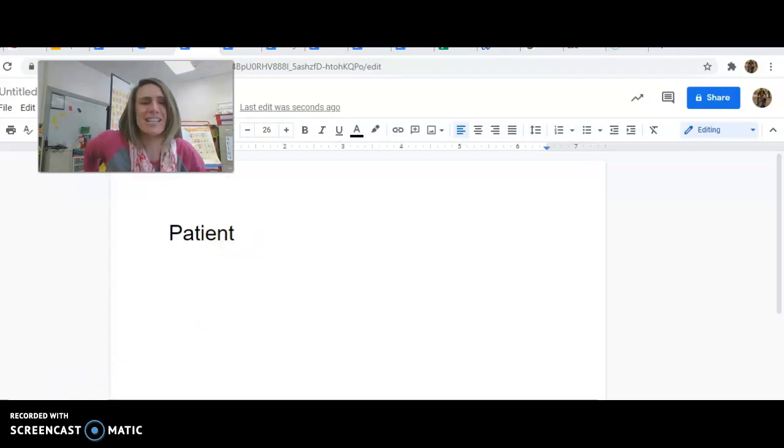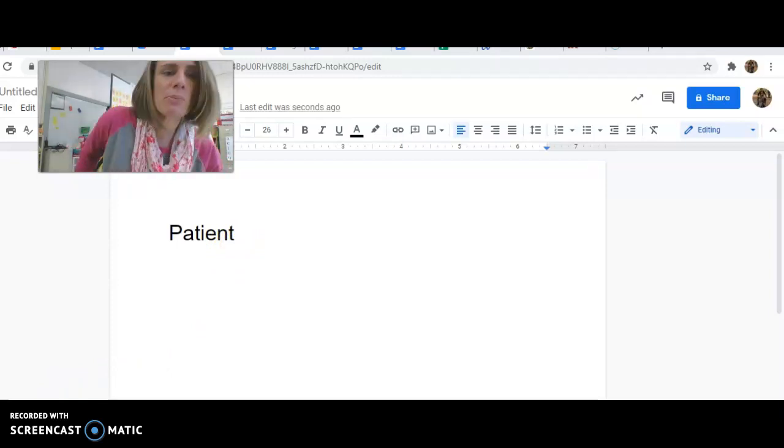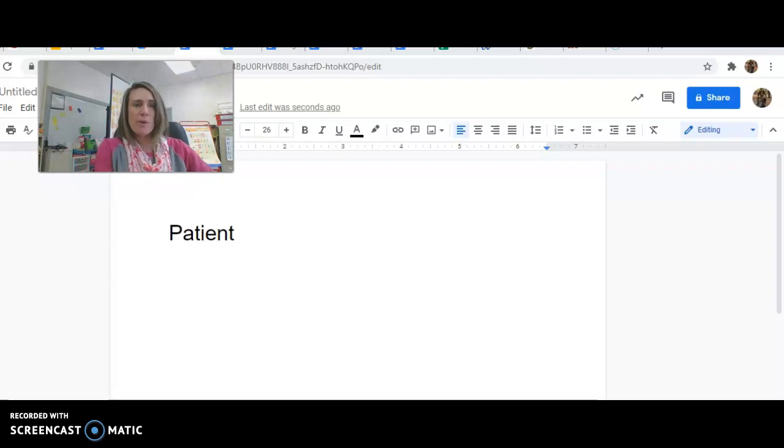Patient is an interesting word because it has multiple meanings. What do you know about the word patient? Yes, it could be that you are a patient in a hospital. What else could it be? Yeah, it could mean that you need to be patient and wait your turn. So patient has two meanings.